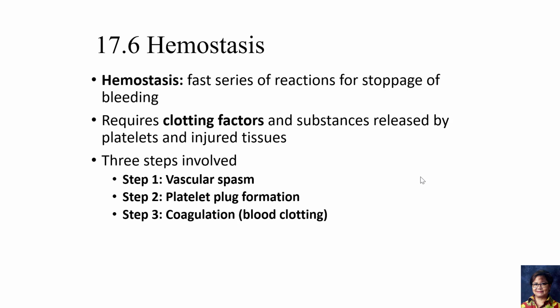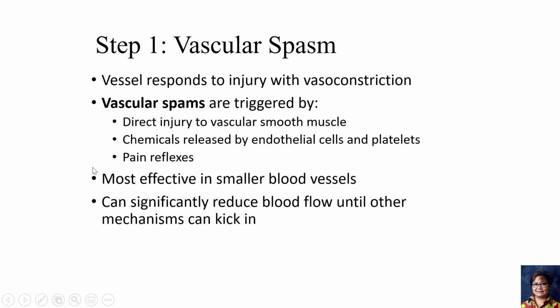And these are substances that are released in the blood, coming mostly from the liver and the injured tissues. They are also produced there in order to stop bleeding. And there are three steps involved: you have vascular spasm, platelet plug formation, and coagulation or blood clotting.